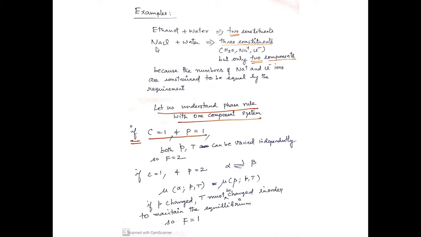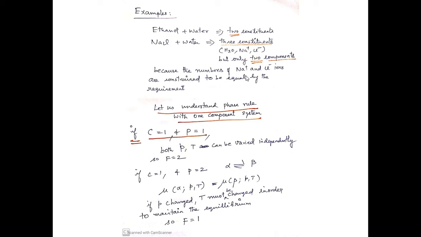Let's look at sodium chloride in water. It ionizes and produces sodium ions and chloride ions, and of course there is water. So this is a three constituent system, but it has only two components, because if I know how much sodium plus is in the system, automatically I know how much chloride is in the system, because electron neutrality requires the number of sodium ions to be equal to the number of chloride ions. So it's basically a two component system.